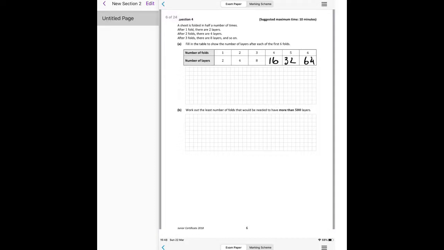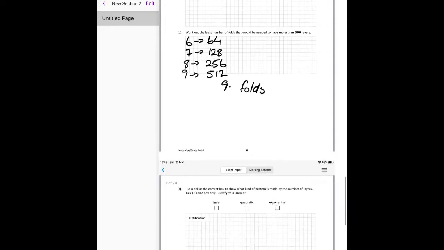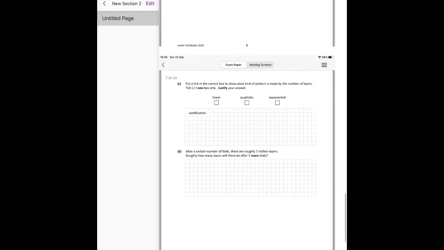So let me think, what would be the handiest way of working that out? Probably the handiest way is just to literally keep going up. So we have 6 gives us 64, 7 will give us 128, 8 will give us 256, so then 9 will have over 500, so that'll be 512, so 9 folds. There's definitely fancier ways of doing that, but I think that's probably the handiest.